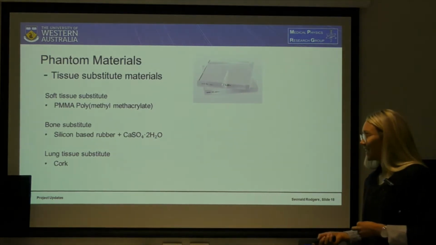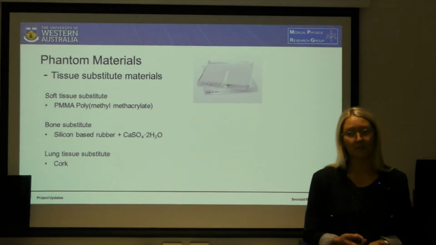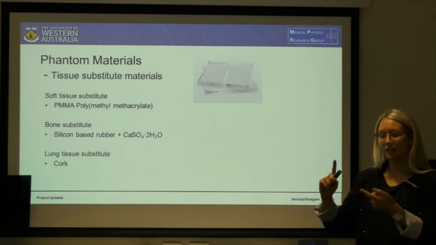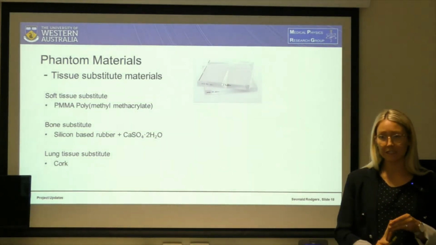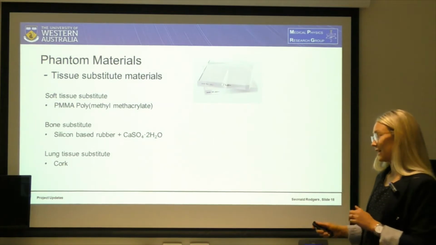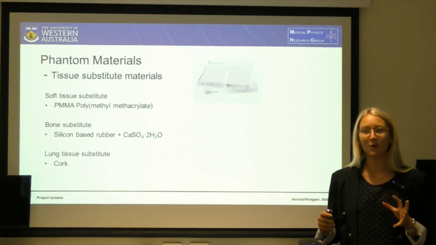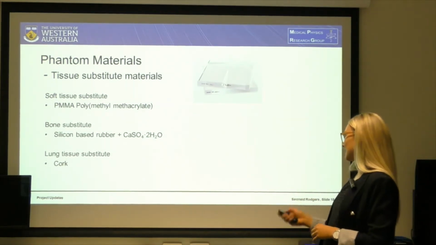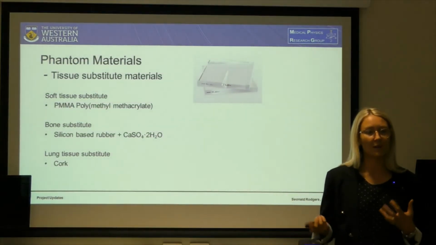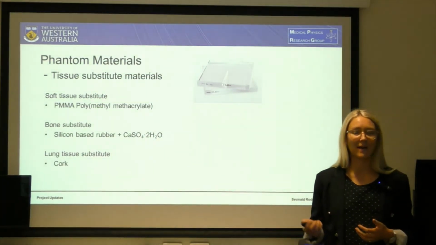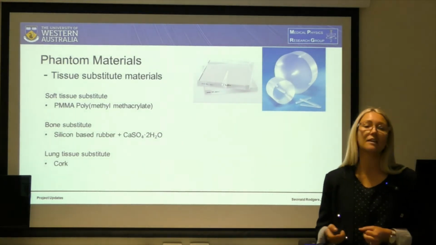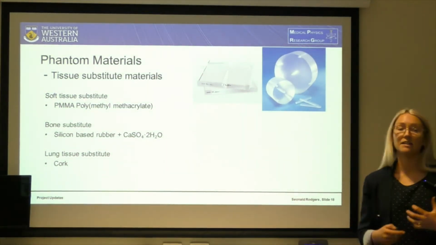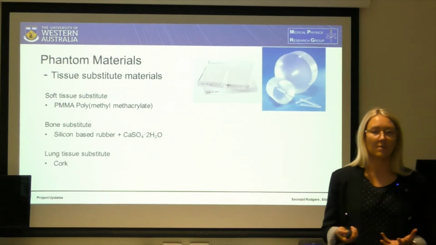So the materials that I chose to use in my Phantom, I had 3 main tissue substitute materials. So a soft tissue, a bone, and a lung tissue substitute material. Now, cutting a really long story short here, the materials that I used were polymethyl methacrylate, or PMMA, which is a type of acrylic which is commonly used in diagnostic imaging. For example, the standard CT-DI Phantom is a cylindrical Phantom made of PMMA.